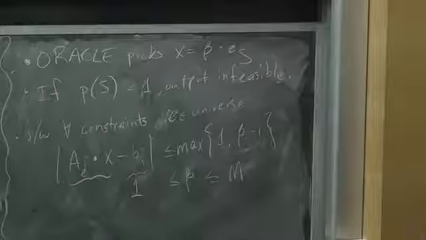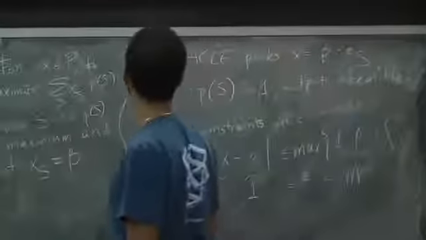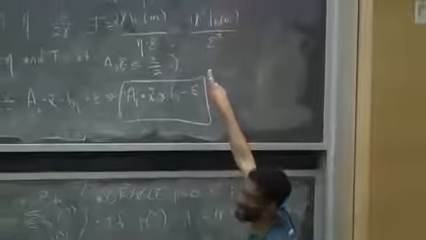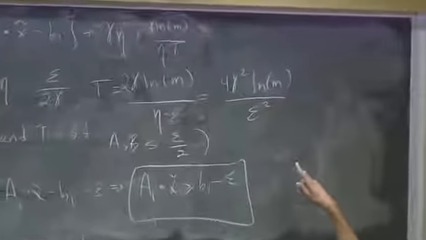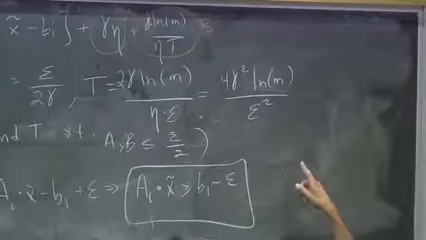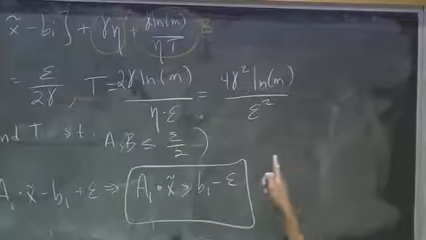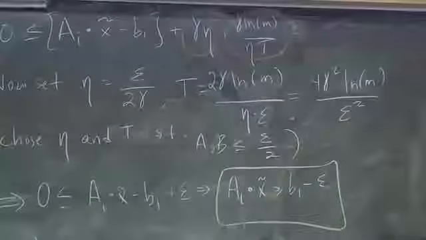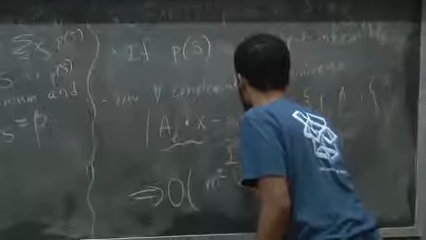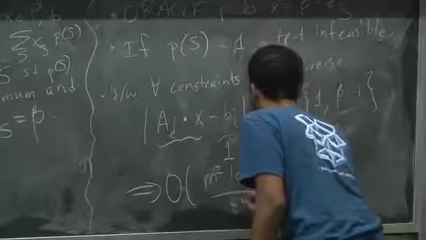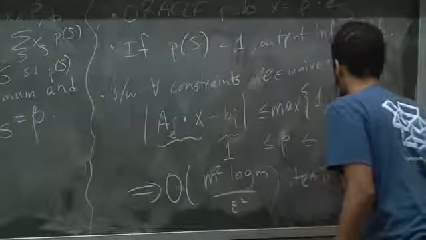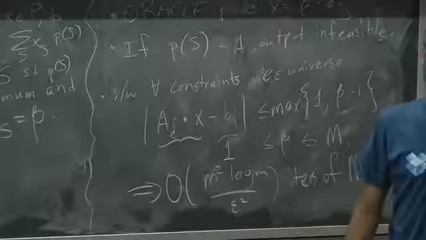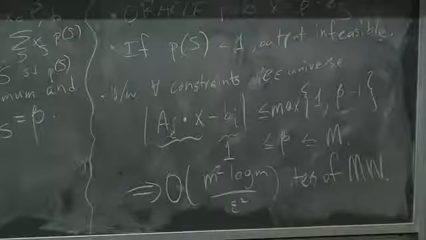So if we combine this with our theorem, which I think we erased, that's the gamma here, right? So the number of iterations we need of the multiplicative weights algorithm is going to be something like m squared log m over epsilon squared. So this implies O of m squared log m over epsilon squared iterations of multiplicative weights to get a good solution to fractional set cover.